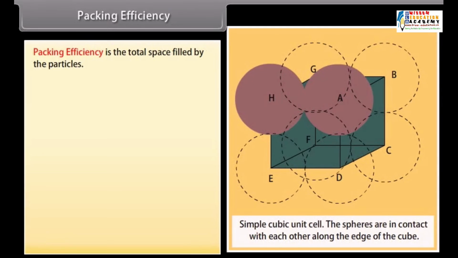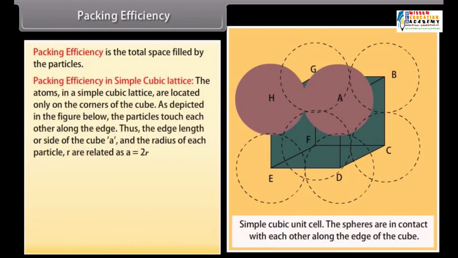Packing efficiency. Packing efficiency is the total space filled by the particles. Packing efficiency in simple cubic lattice. The atoms in a simple cubic lattice are located only on the corners of the cube. As depicted in the figure below, the particles touch each other along the edge. Thus, the edge length or side of the cube, a, and the radius of each particle, r, are related as a = 2r.